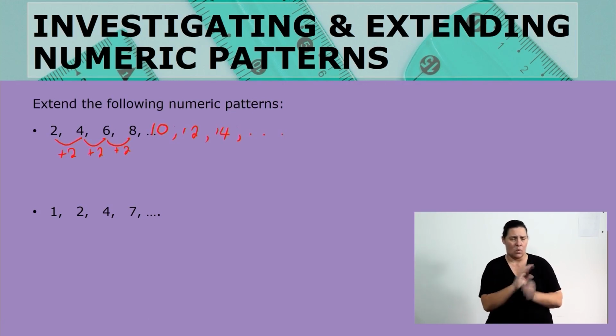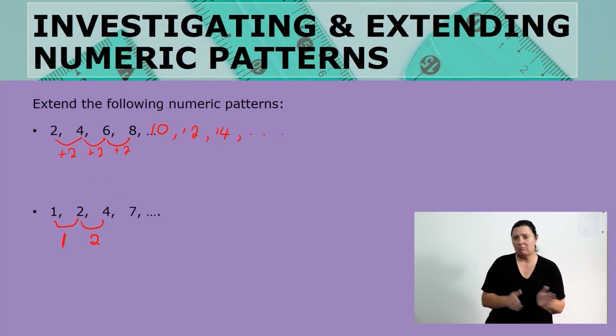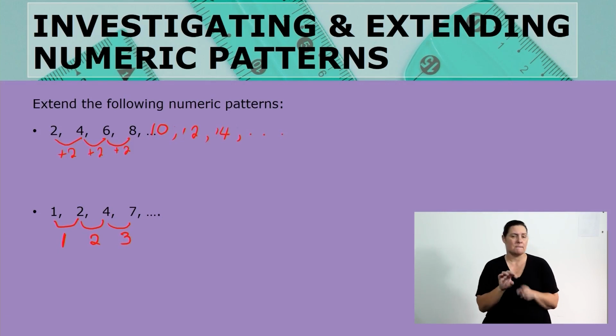So let's investigate what is going on here. If we look at this pattern, to find the difference, we say that the second term minus the first term. So 2 minus 1 is 1. When we move on to the next one, we have 4 minus 2, which is 2. Can you see that the difference there is no longer constant, but it is still a pattern? So let's investigate what is going on here. For us to get to the next one, we say 7 minus 4, which is 3. Look at the differences that we found there.